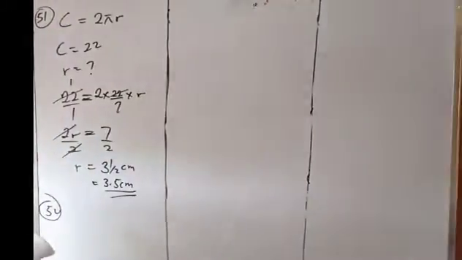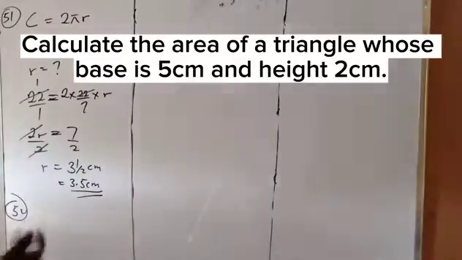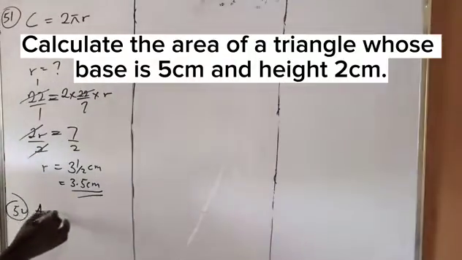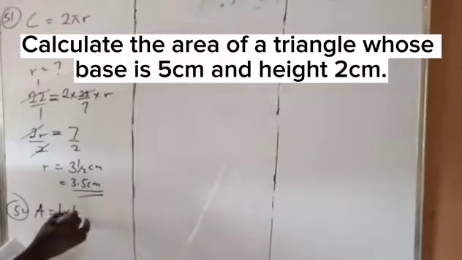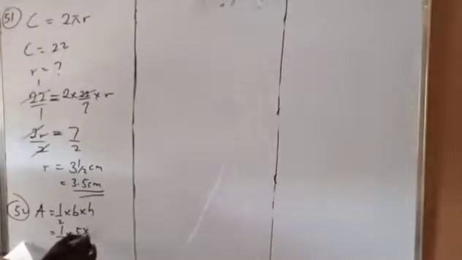Question 52. Calculate the area of a triangle whose base is 5 and height is 2. This is straightforward. Area is half times base times height, so half times the base, in this case 5, and the height is 2. 2 cancels 2. That is 5 centimeters squared.